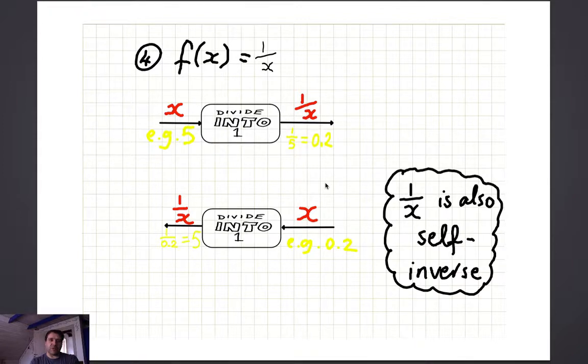And question 4 is another tricky one, because dividing into, 1 divided by x, so you're dividing x into 1, is another self-inverse function. So for example, 1 divided by 5 is 0.2, but then 1 divided by 0.2 gets you back to 5. So 1 over x is the inverse of 1 over x, and generally dividing into a number is a self-inverse function.